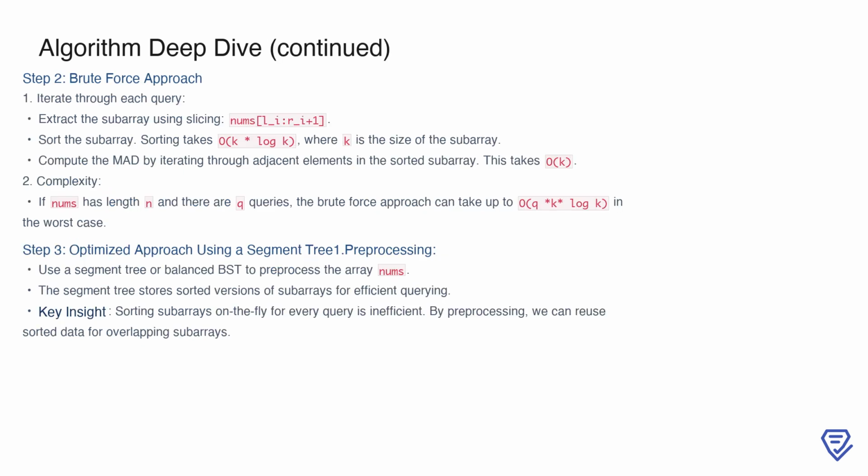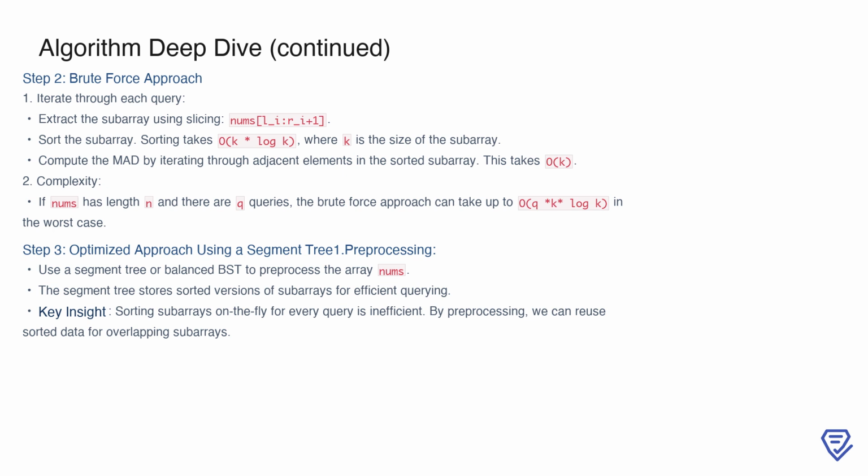One straightforward way to solve this is using a brute force approach. For each query, you extract the specified subarray using slicing, sort it, and then calculate the MAD by iterating through consecutive elements. Sorting the subarray takes O(k * log k), where k is the size of the subarray, and calculating the MAD takes O(k). If the array nums has a length of n and there are q queries, the overall time complexity can reach O(q * k * log k). While this approach works, it becomes inefficient for large inputs.